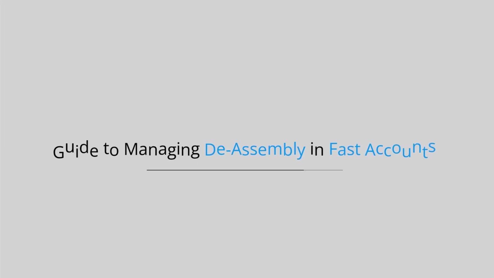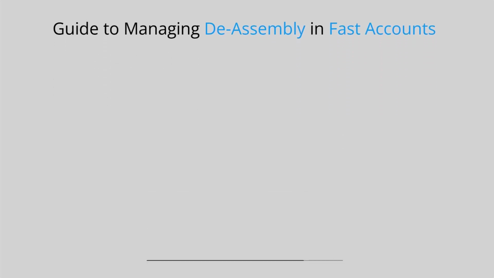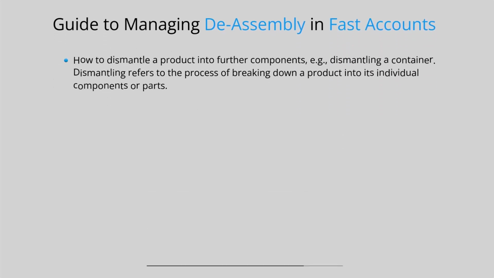Guide to Managing DoAssembly in Fast Accounts. In this video, we will discuss how to dismantle a product into further components, for example, dismantling a container. Dismantling refers to the process of breaking down a product into its individual components or parts. Let's take an example of the dismantling of a container.